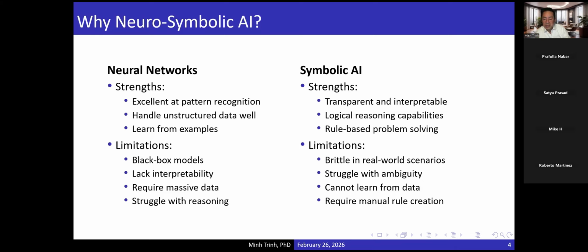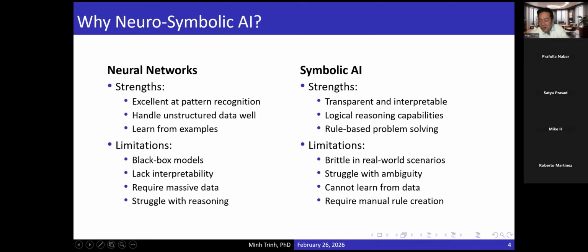The limitation is that they're a bit brittle in real-world scenarios. Very often, you have to think of all the possibilities in your program. If it's not in your program, you won't be able to solve it. When things are ambiguous, historically, it was not very good at solving them.